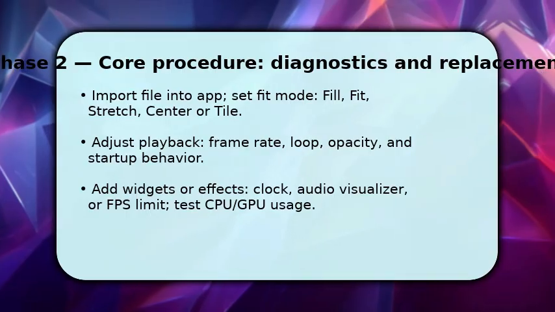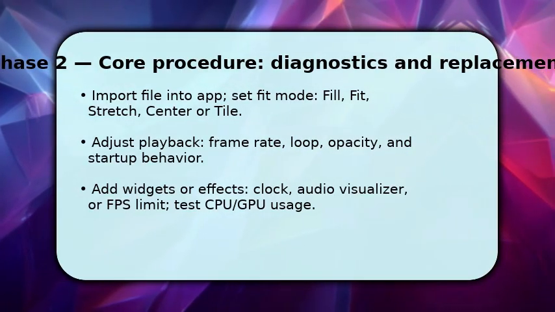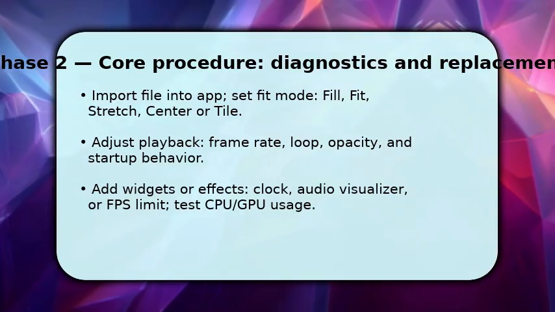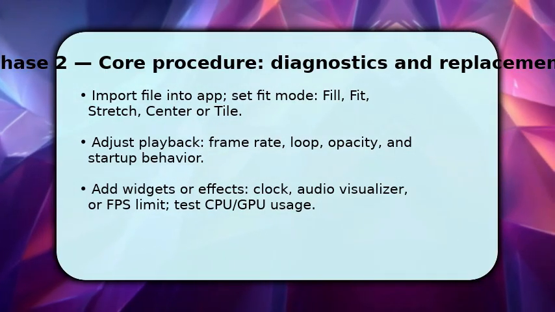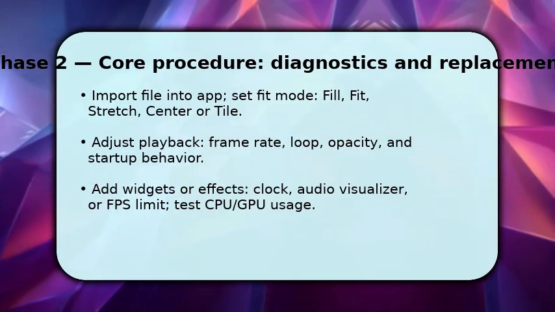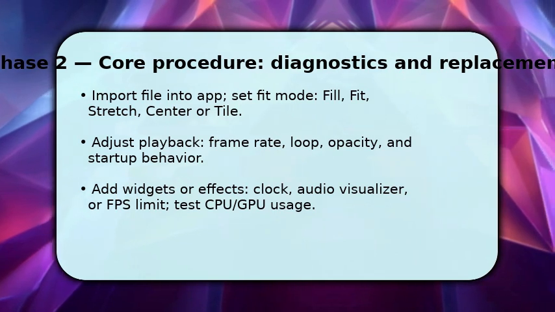Then tweak playback settings, limit frame rate, enable loop, and reduce opacity if icons need contrast. If you use Rainmeter or widgets, layer a translucent skin and lock positions so nothing moves. Make sure to test while running typical apps to measure CPU and GPU impact.